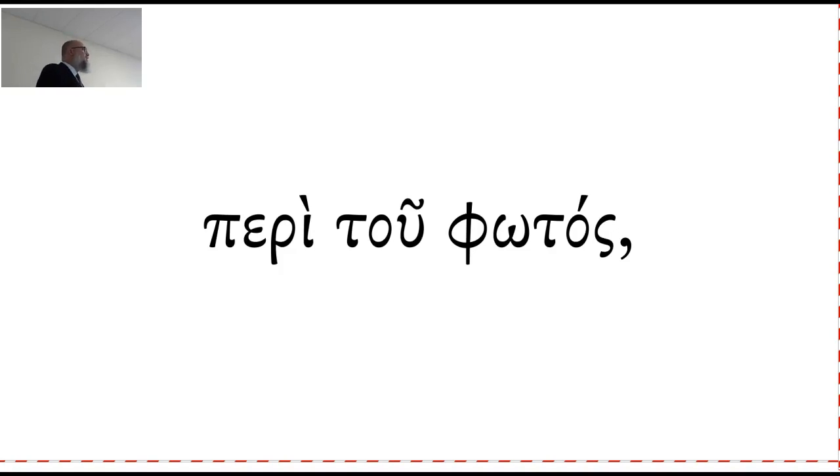And we're going to get this. We're not going to have to look this up. Peri to photos. We've had taphos. This is to photos. This is the genitive version of phos. Something the light. Good. He was not of the light, or was of the light? 30% of all of Greek comes straight into English. Peri comes straight into English. We have the word perimeter. About. This one came in order that he might bear witness peri to photos about the light.